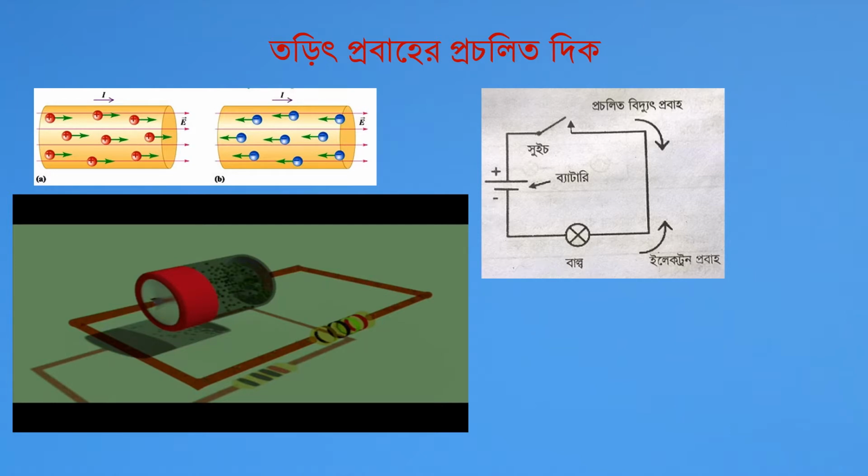However, before the invention of this electron theory of current flow, the scientists of the 17th century arbitrarily decided that the electric current flows from positive potential to negative potential. This is the so-called conventional flow of current. Till today, this is accepted as the direction of electric current flow.